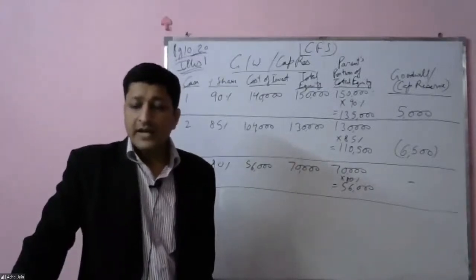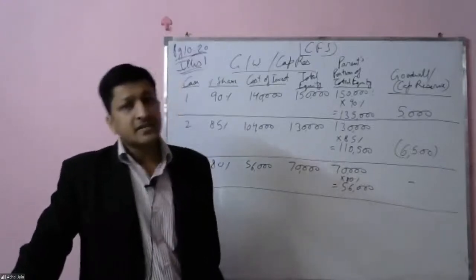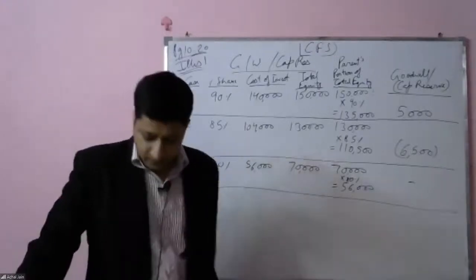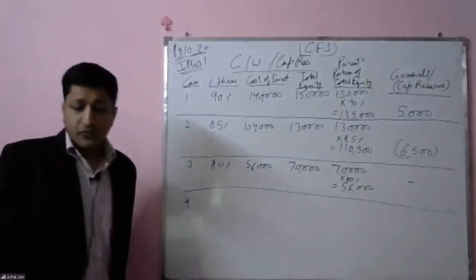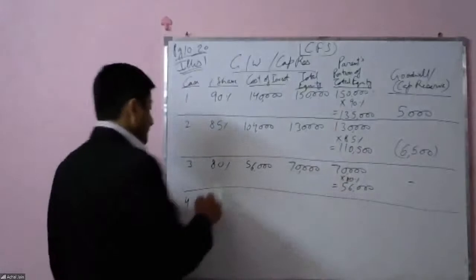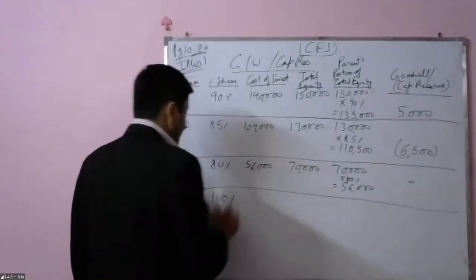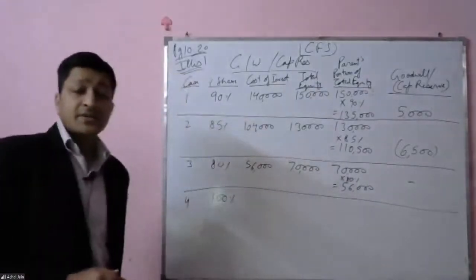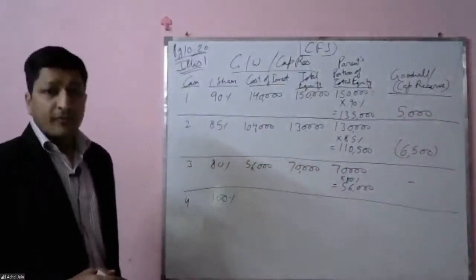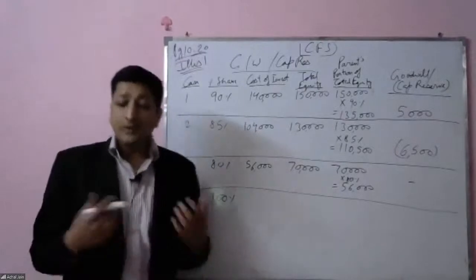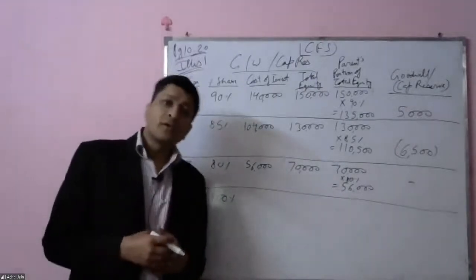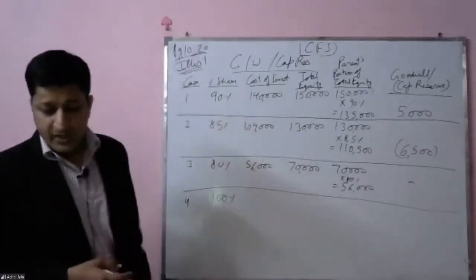Shekha is asking why negative amount is transferred to goodwill. That's the accounting now. Number 4, 100%. Now, if the stake is 100%, do we get goodwill or capital reserve? Yes. Because if it is 100%, then the minority interest will not come, but goodwill or capital reserve will have to be checked.